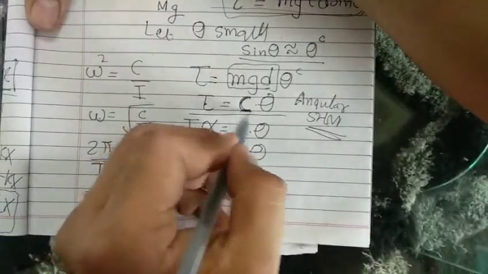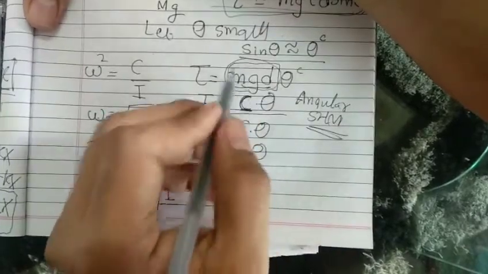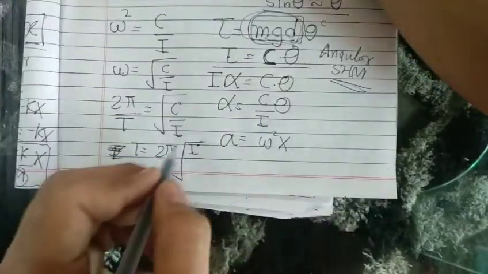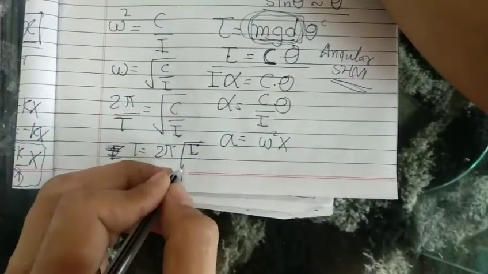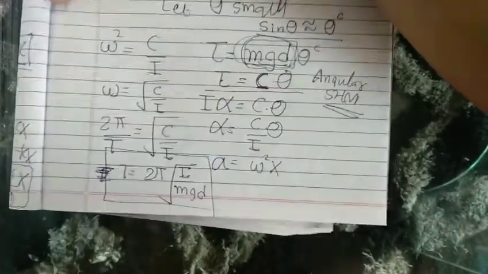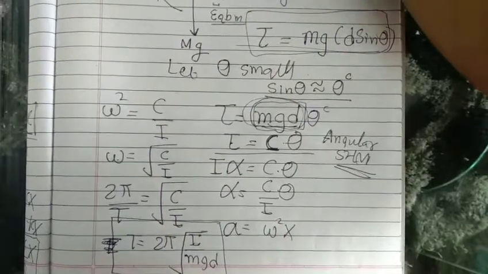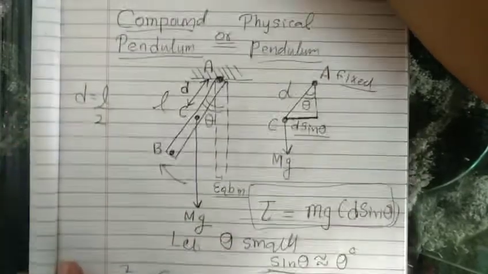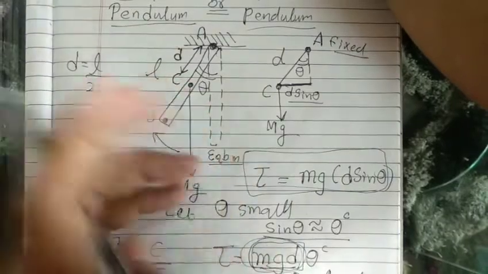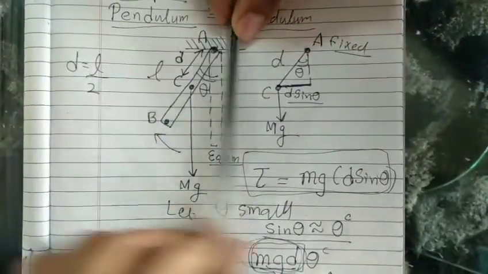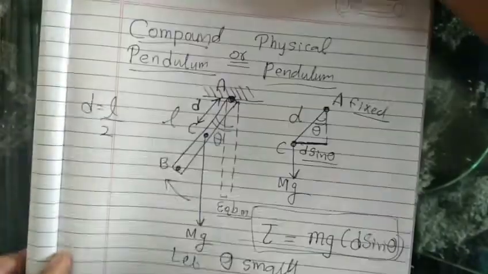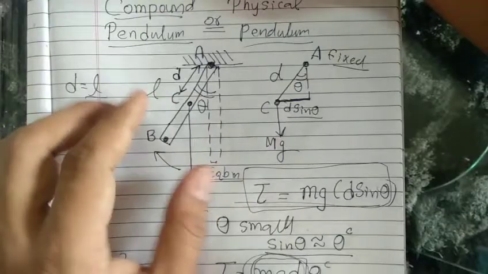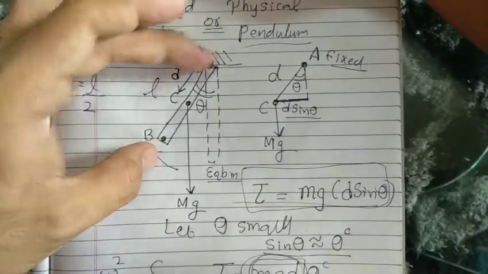But if you remember, in the case of a compound pendulum, c is mgd. So you write c as mgd, and ultimately you get this formula. It is the formula for the time period of a physical pendulum, or compound pendulum. Compound pendulum is the name for this structure, and it oscillates like this. Don't think that a bob is connected at the bottom. No, there is no bob at all. It's not a string and bob.